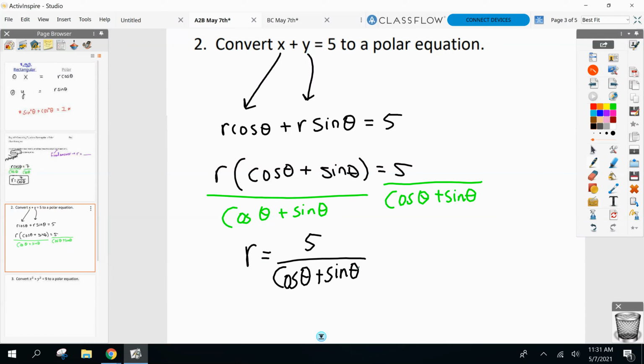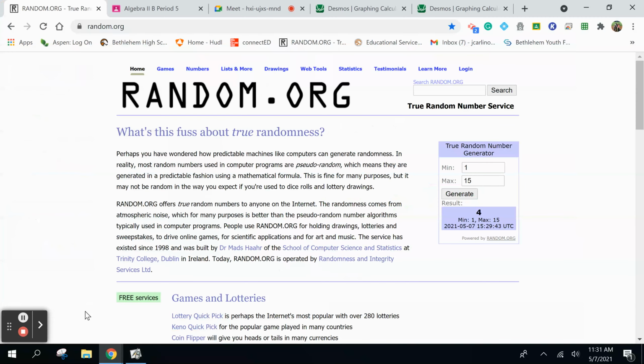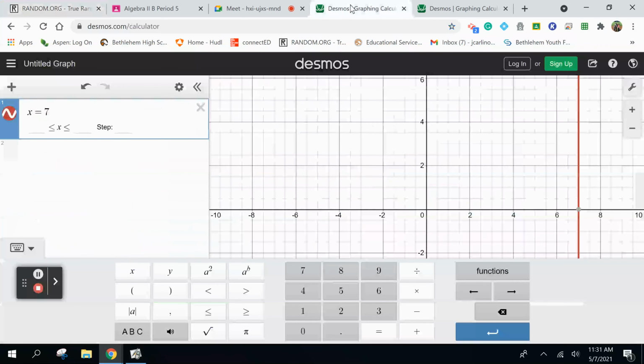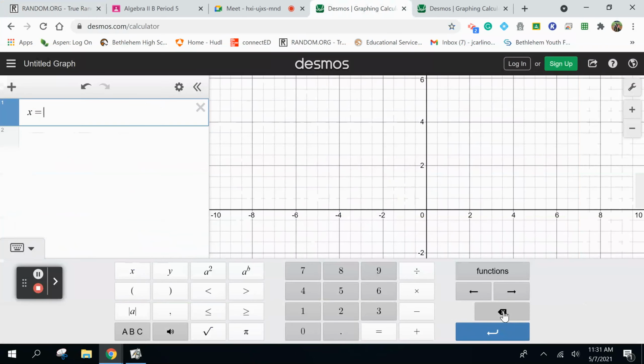All right, let's check if we're right, because I know we're right, obviously, but you guys are going to have to check your assignment on Monday by going to Desmos. All right, so here we go. Let's clean this up. So x plus y equals 5. So hopefully my polar graph looks like that diagonal line.